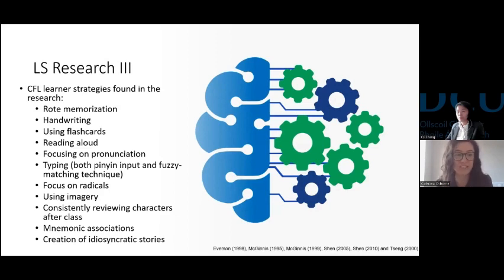Students like to handwrite, use flashcards, some note that they read aloud, they focus on the pronunciation, maybe they focus on typing, be it through pinyin input or casually tracing an outline of the character. Maybe they focus on radicals, use imagery, constant reviewing of characters after class, mnemonic associations, and even the creation of idiosyncratic stories. So stories that students create to help them remember the different shape of the character. So what we can see from this is that typically through self-report research, these strategies come about.